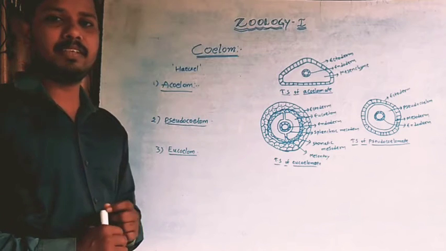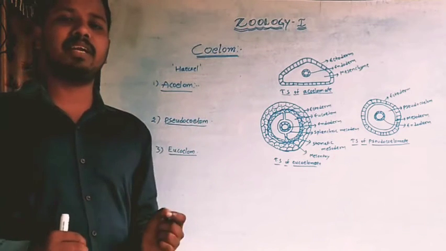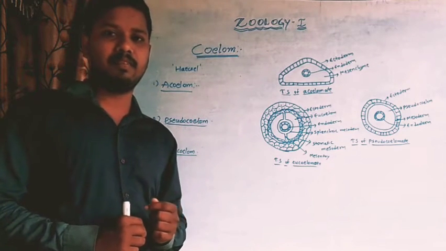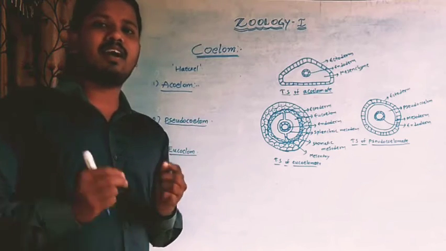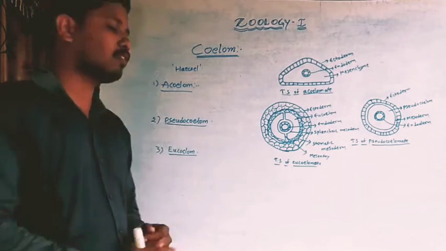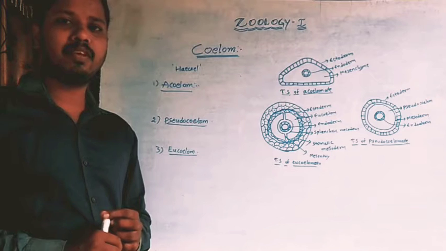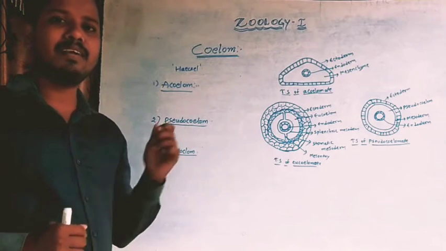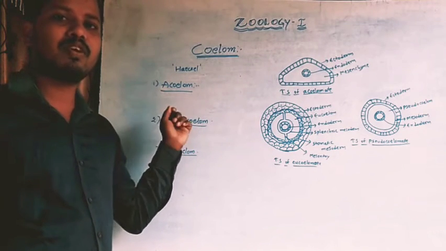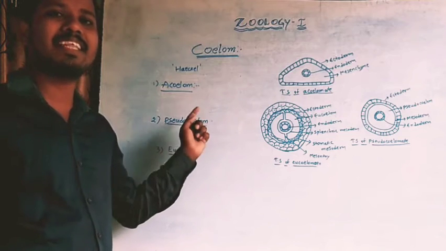A means absent, coelom means the cavity lying between the body wall and alimentary canal. So the absence of coelom is called acoelom. Which animals possess this type of coelom? Those animals are called acoelomates.